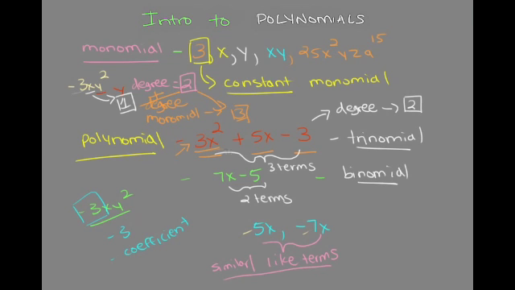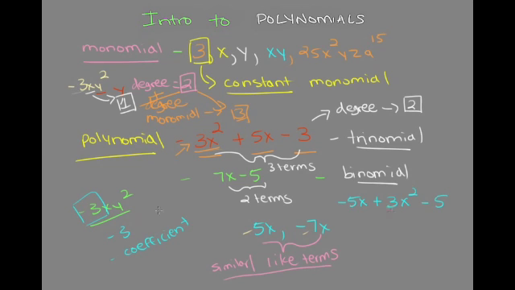Now let's talk about how we find degree and leading coefficient. Let's try some problems. Let's have this polynomial here. Let's say we have negative 5x plus 3x squared minus 5.